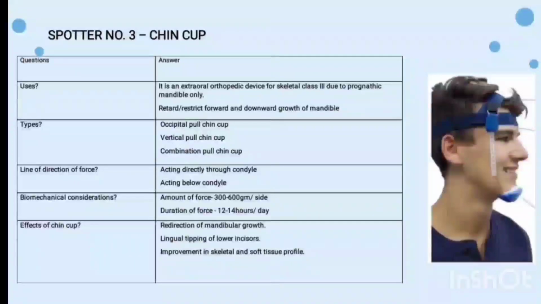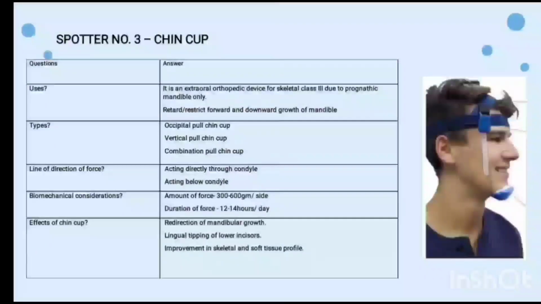What are its biomechanical considerations? The amount of force used is 300 to 600 gram per side and the duration of force is up to 12 to 14 hours per day. Now, what are the effects of chin cup? They cause a redirection of mandibular growth, lingual tipping of lower incisors and improvement in skeletal and soft tissue profile.